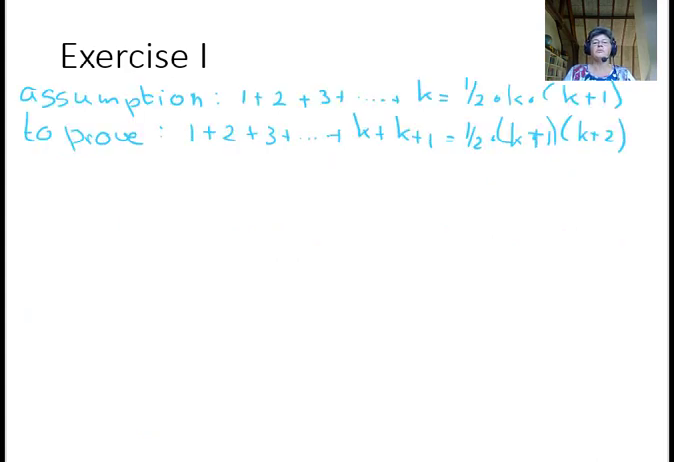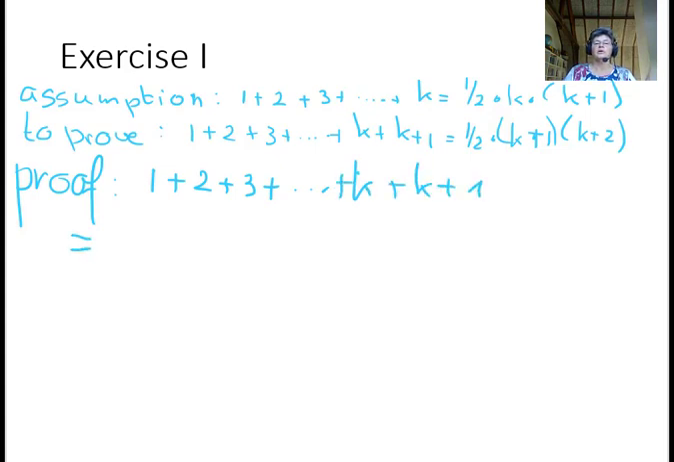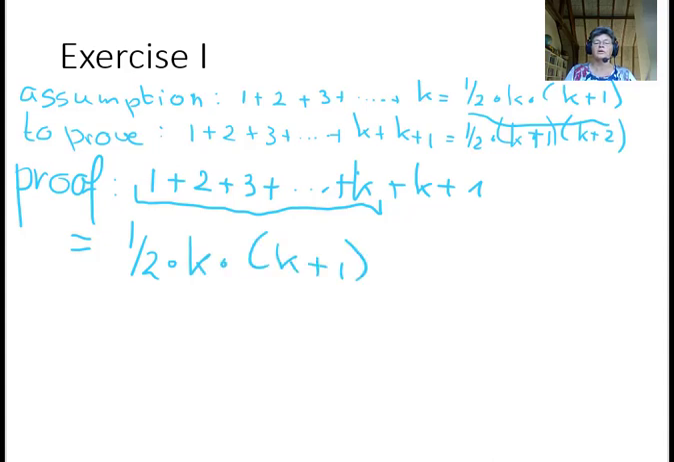So we have this assumption and we need to make a proof. Okay, we'll start. Proof. So we start on the left. So 1 plus 2 plus 3 plus up to k plus 1 equals. Okay, what do we know? Well, we know our assumption. So we know that this part, 1 plus 2 until and including k, equals a half times k times (k plus 1). So I can change this into a half times k times (k plus 1). And then don't forget, we still have to add k plus 1.